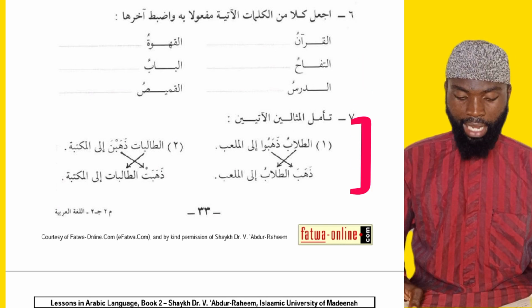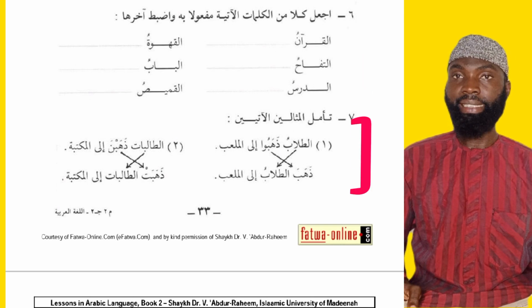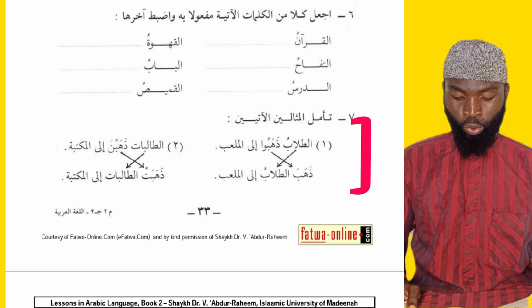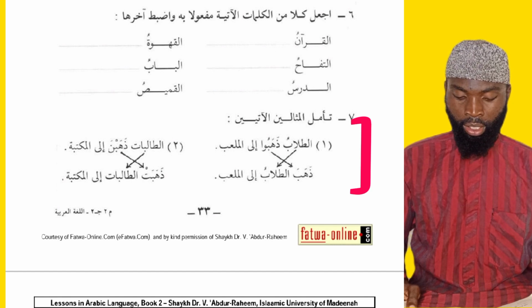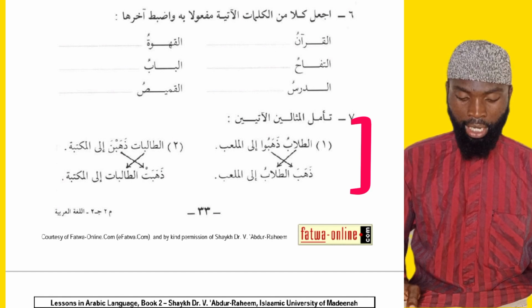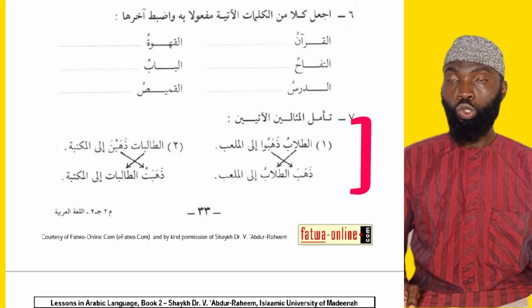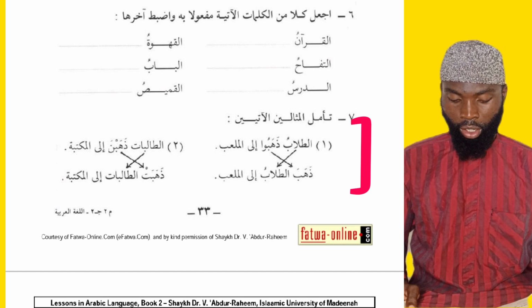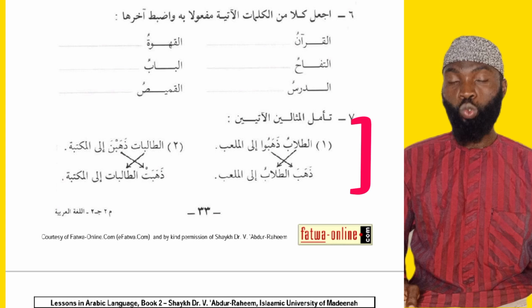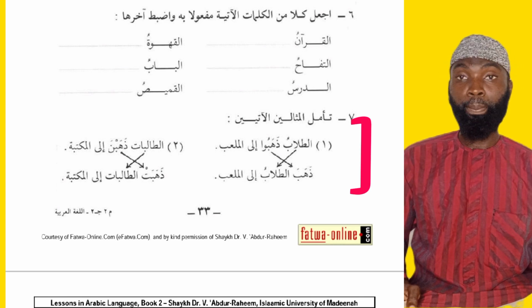Exercise number 7, we have ta'ammali mithalain al-atiyain. That is, ponder over these two sentences, two examples. The first example says at-tullabu dhahabu ila al-mal'abi. The students went to the field. Under it, we have dhahaba at-tullabu ila al-mal'abi. The students went to the field.